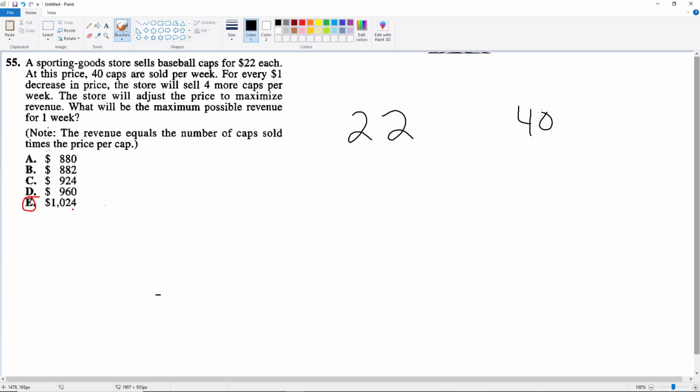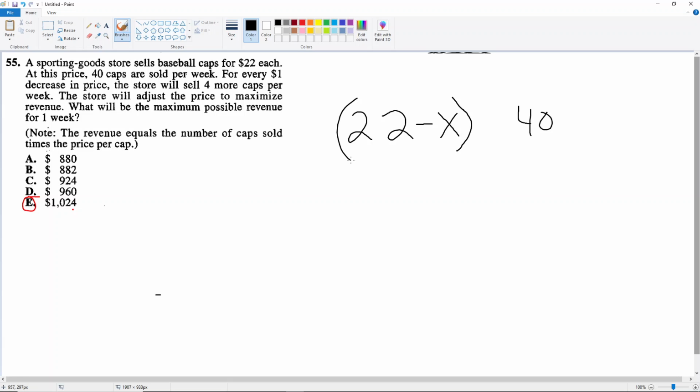It says for every $1 decrease in price, a store will sell 4 more caps. The store will adjust the price to maximize revenue. All right, well, I'm not quite sure how many $1 I have to take off, so I'm going to just call the total dollars I take off x. So 22 minus x will be the price. If I take off $1, it will be $21. If I take off $2, it will be 22 minus 2. If I take off $10, it will be 22 minus 10.